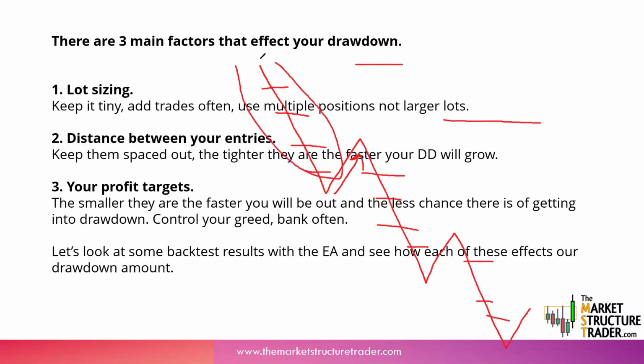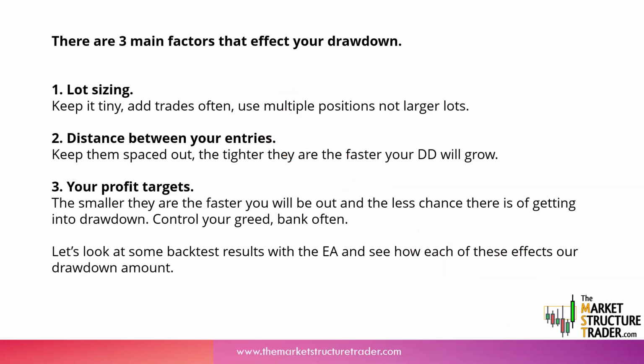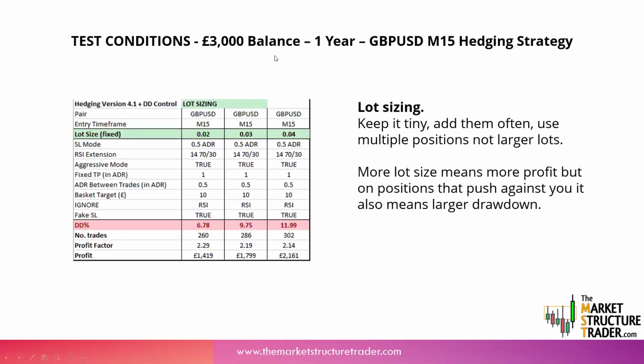We've now, instead of having 4 positions and an exit, got 12 positions and a massive drawdown. So targets need to be kept small, and I'm going to demonstrate that again in a second for you. Okay, so let's have a quick look at some examples of these.